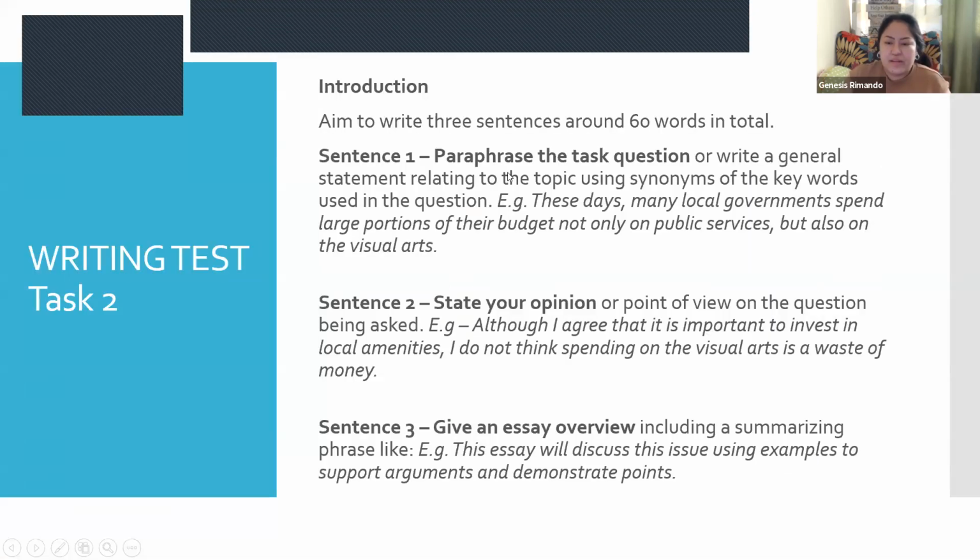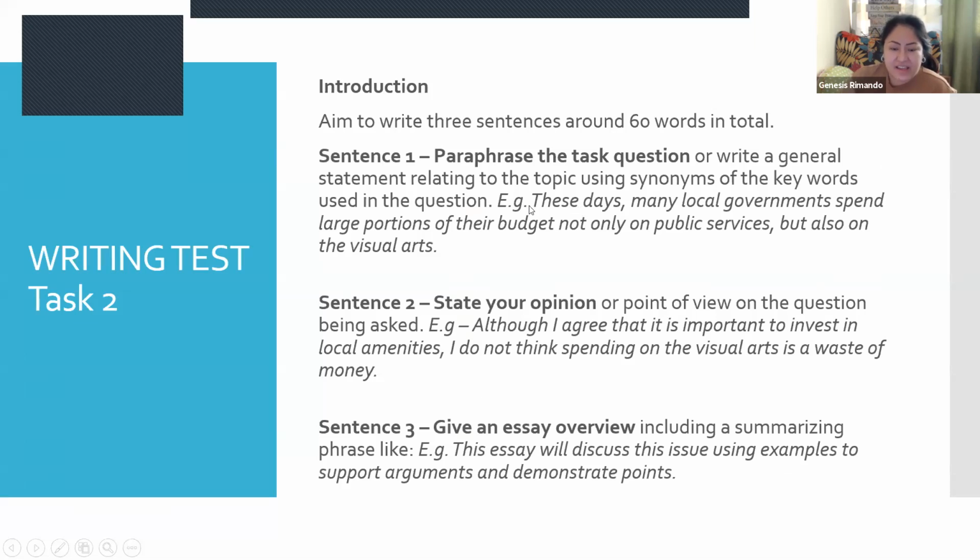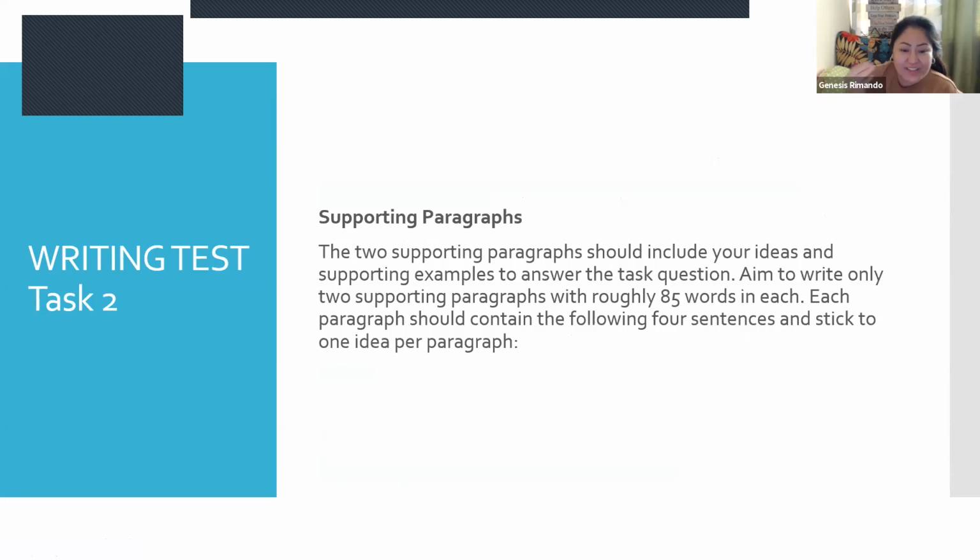So, they paraphrased the task question, and the answer was, these days, many local governments spend large portions of their budget not only on public services, but also on the visual arts. Then, he or she already stated her opinion. Although I agree that it is important to invest in local amenities, I do not think spending on the visual arts is a waste of money. So she wants government to spend on the visual arts. That's her position. Then she stated, this essay will discuss this issue using examples to support arguments and demonstrate my points. So that's her introduction. Then she moved to the supporting paragraph.